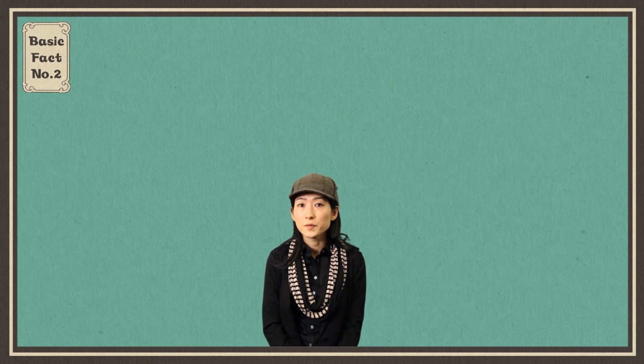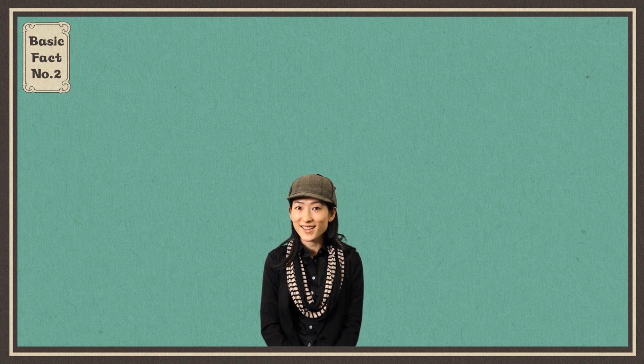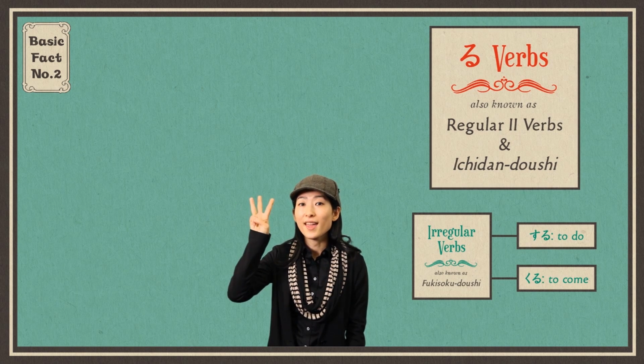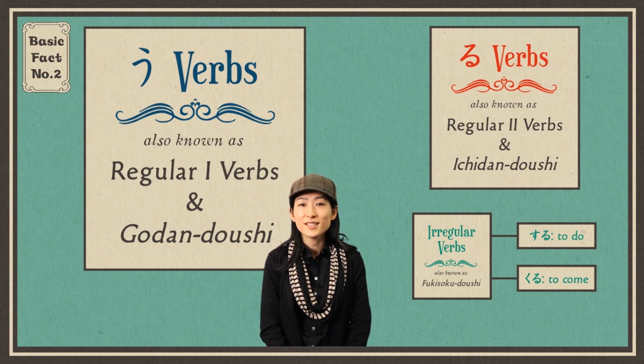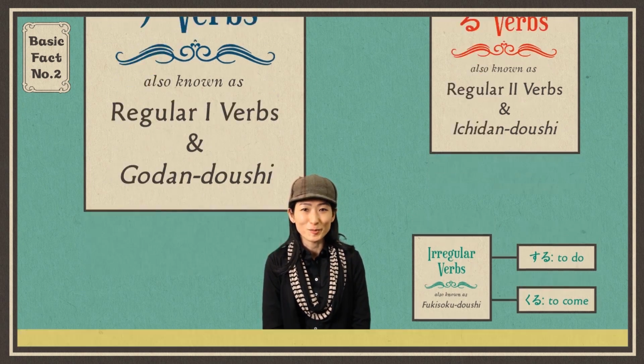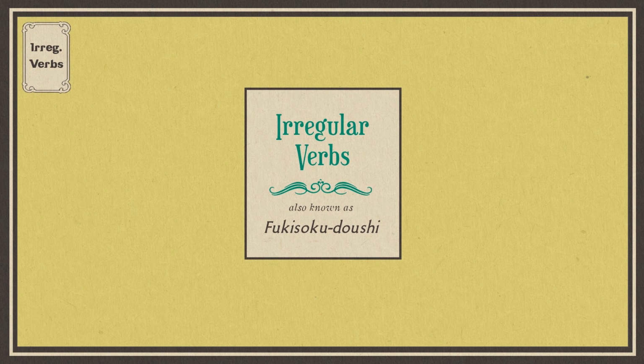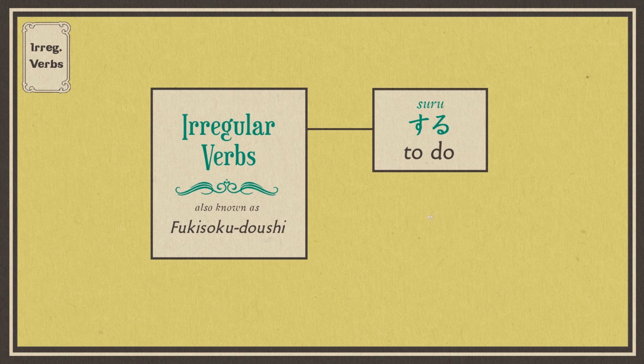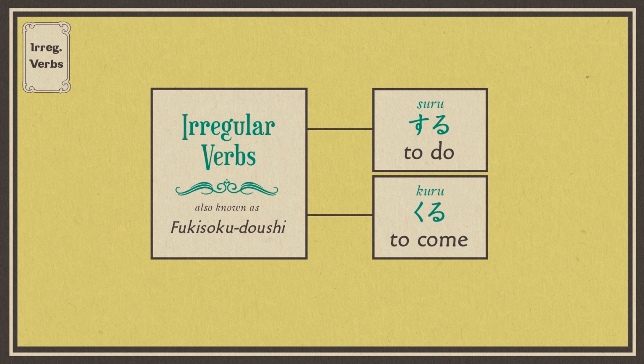Do you remember what those verb groups were? That's right. They are irregular verbs, ru verbs, and u verbs. Now let's take a closer look at each group. The only 2 irregular verbs in Japanese are to do, する, and to come, 来る. These irregular verbs don't follow any rules, so you simply need to memorize what they sound like.